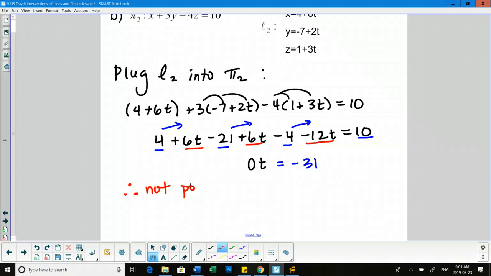I got 31. 0t equals 31. Oh, is it? Because it's negative. Oh, yeah, true. Sorry, this is positive. Same thing though. Yeah. So this is not possible.